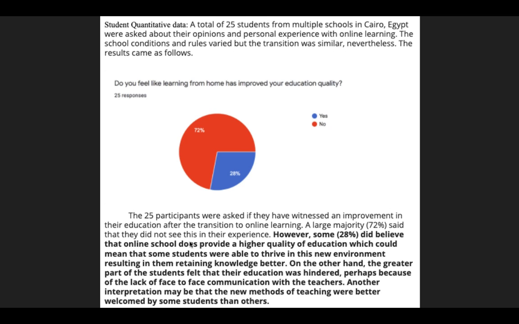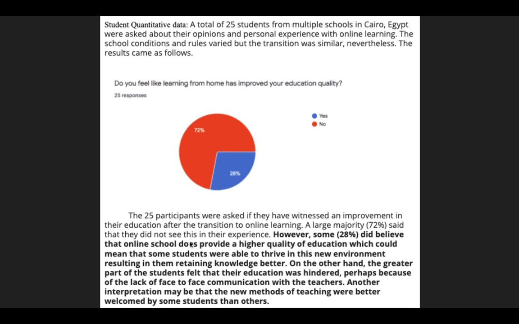The stuff in bold is where the student is making some interpretation. So, however, some 28% did believe that online school does provide a higher learning, which could mean that some students were able to thrive in this new environment, resulting in them retaining knowledge better. On the other hand, the greater part of students felt their education was hindered, perhaps because of the lack of face-to-face communication with teachers. Another interpretation could be the new methods of teaching were better welcomed by some students than others. Now, given the question, we're not able to explain a lot.